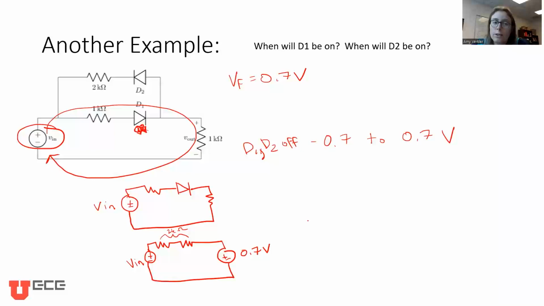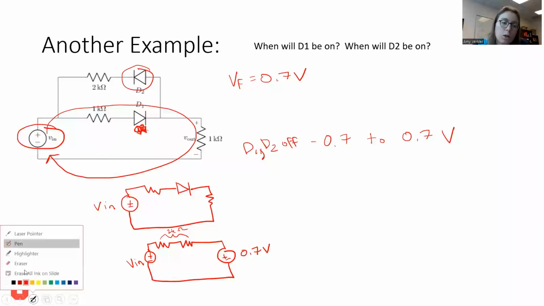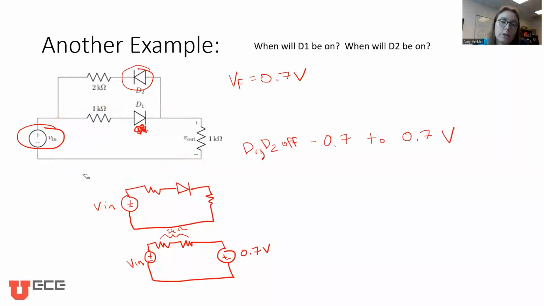Similarly, if I want to turn on D2, it's pointing in the other direction. So that means I want a situation where current is flowing in the other direction. So I want current flowing this way. So that's going to be when V in is negative. And in that case, D1 will be off because it's pointing in the wrong direction.